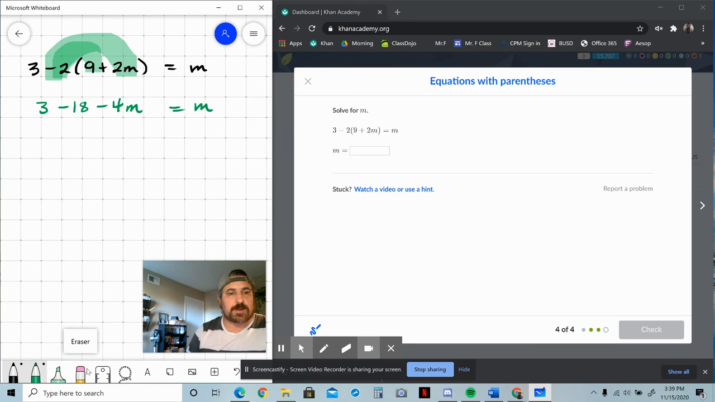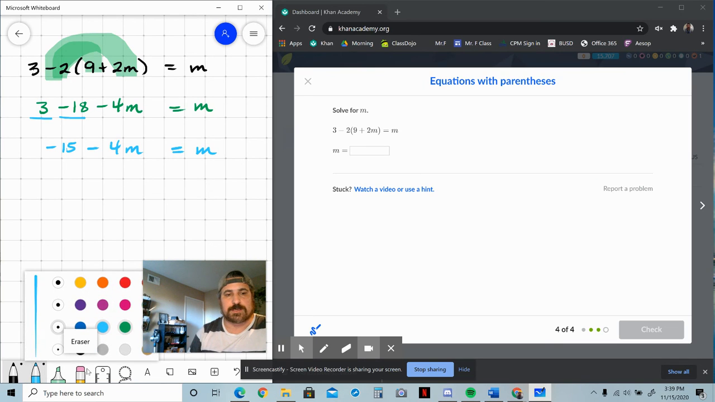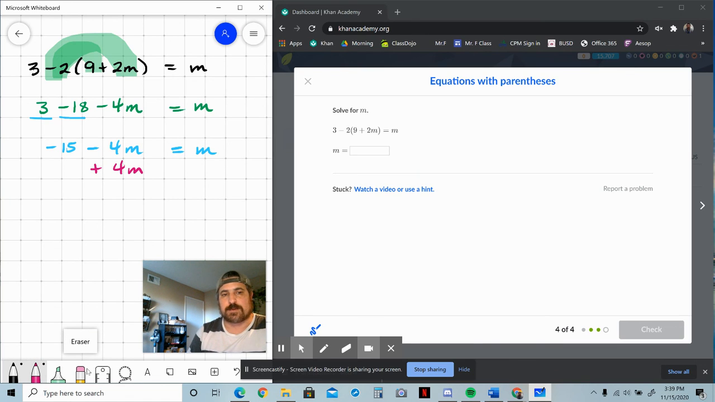All right, so now we're going to combine our like terms. So we're going to grab the constants there and combine them. So what's 3 minus 18? That's negative 15. And then so we have negative 15 plus 4m is equal to m. And keep that lined up, just make it easy for us to see. And now you want to get all the m's to one side. So how do you undo, let's do this in pink, minus 4m. I would add 4m to get all the m's to the right-hand side.